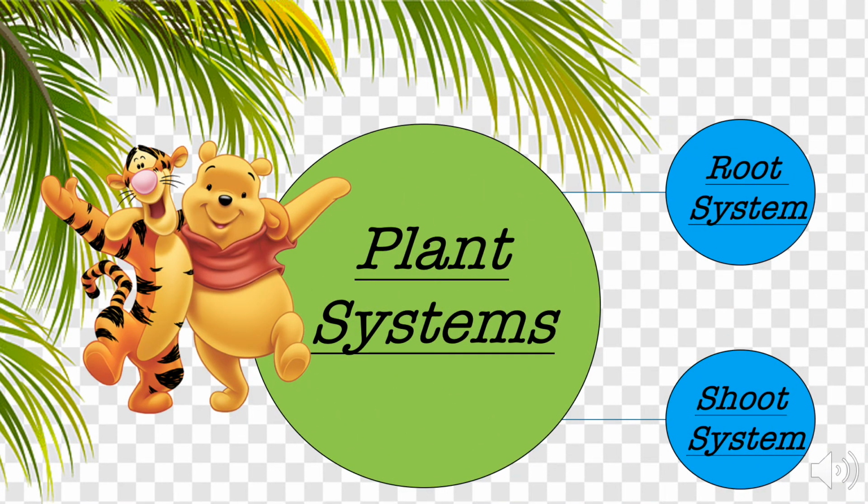So, children, as we have our body parts, animals also have their body parts. In the same way, plants and trees also have their parts, which we saw just now. But when we discuss the plant system, we take a plant as a whole, and we divide it broadly into two parts. First would be root system and second would be shoot system.